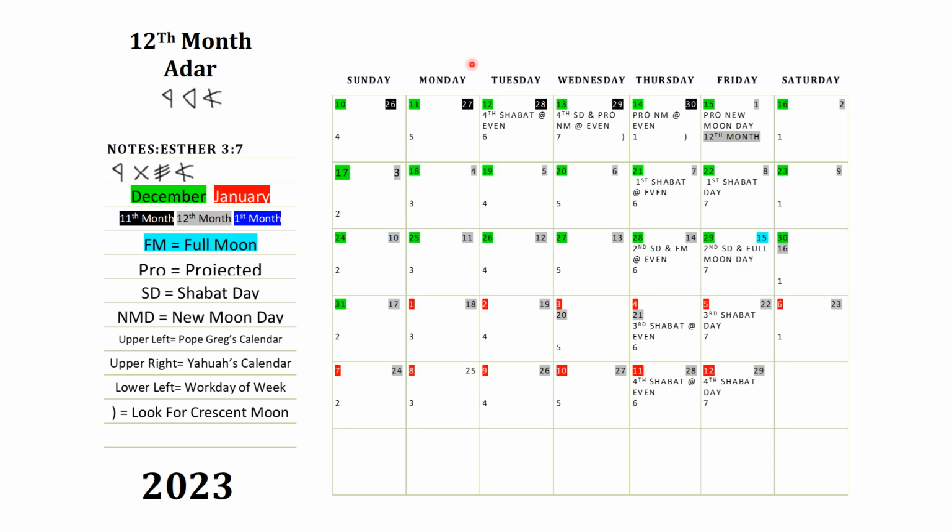Now, if you've already made your calendar, it should look something like this, because the moon has been spotted. We got confirmation that it came out on Thursday evening, December the 14th. So that will make New Moon Day today, and all of our Shabbats will come down on Fridays.